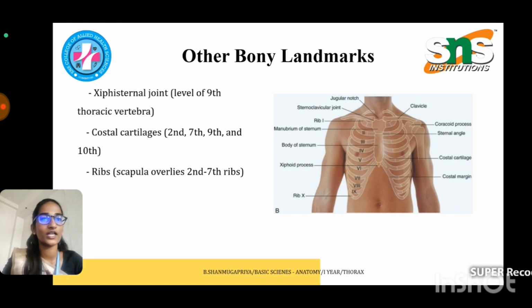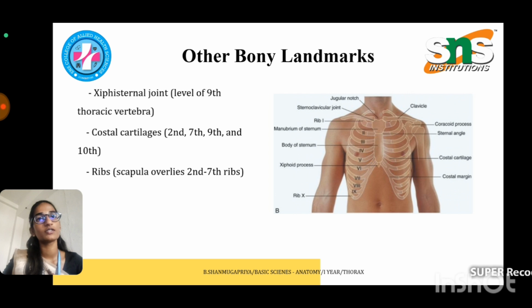Next, we have costal cartilages. The second costal cartilage is attached to the sternal angle. The 7th cartilage bounds the upper part of infrasternal angle. The lateral border of the rectus abdominis joins the costal margin at the tip of 9th costal cartilage. 10th costal cartilage forms the lower part of the costal margin. Next, we have ribs. Scapula overlies the 2nd to 7th ribs on the posterolateral aspect of the chest wall. And the 10th rib is the lowest point, lies at the level of 3rd lumbar vertebra.